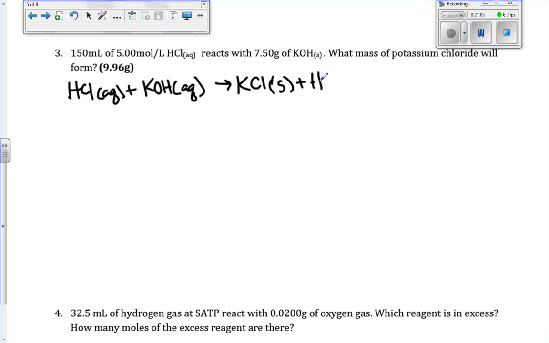And again, I'm going to write water as HOH so that those who struggle can see the hydroxides here are going to be hydroxides here. And again, this is balanced out, 1 to 1 to 1 to 1. So now we can start with our next step of writing in our known information. And it's looking for the mass of potassium chloride. Calculate out our moles.